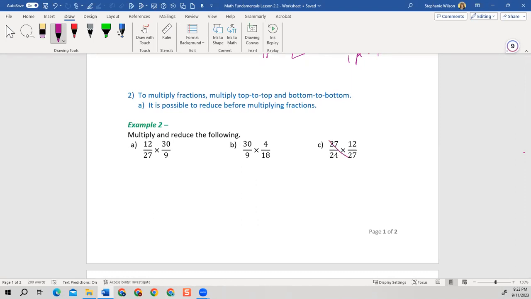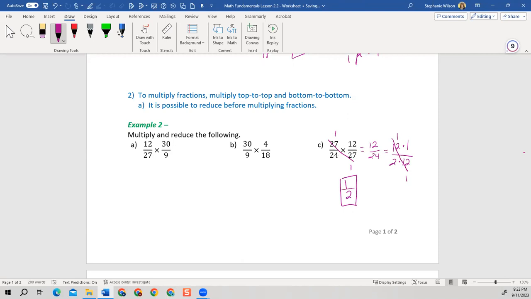So I see that I have a 27 over 27 that goes into itself once. Now I have 12 over 24. Well, 12 times 1 is 12. 2 times 12 is 24, and my 12's reduced. Now I got 1 times 1 over 2 times 1, so it's a half.